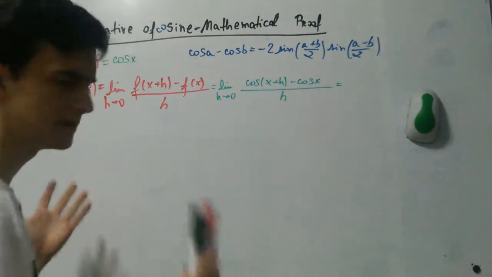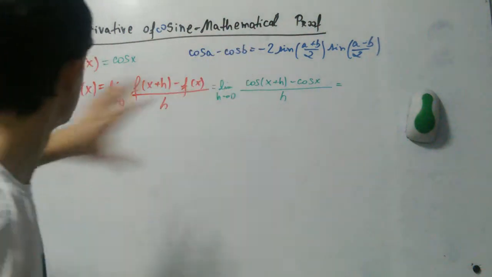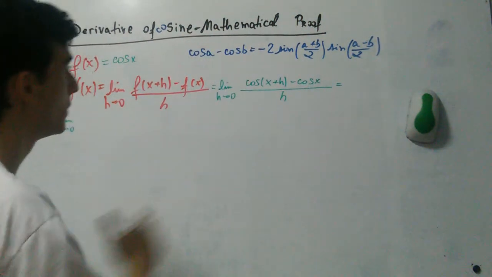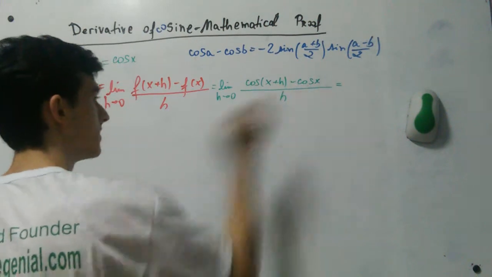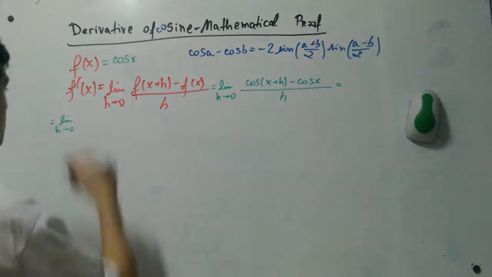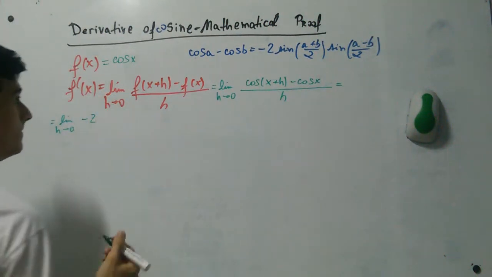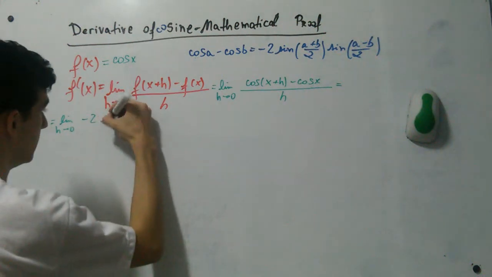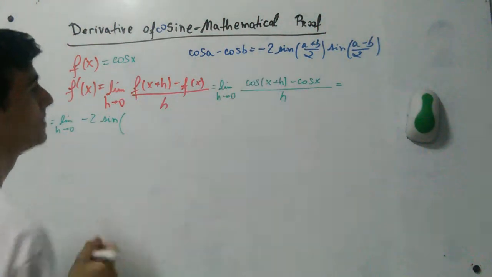Now, we studied this when we studied trigonometry. So let's use this formula here. So we have cosine minus another cosine. So this is going to be negative 2 times the sine of A plus B over 2.